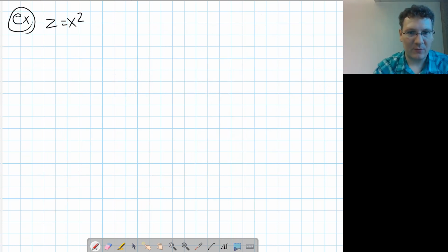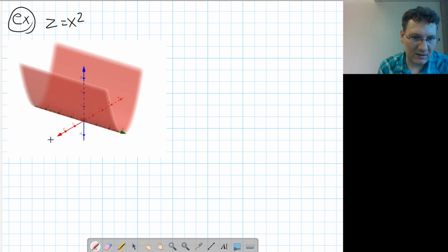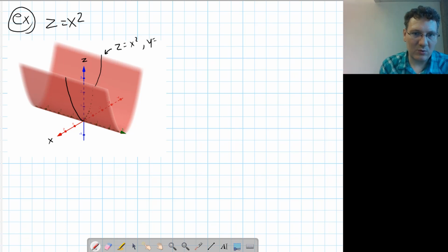For example, if we looked at z equals x squared, it would look like this. If you look in the x direction and the z direction, what you're going to get is a whole bunch of these parabolas. This, for example, is z equals x squared with y equal to 0, but maybe over here you've got z equals x squared and y equals 1, and so forth. For all the different values of y, you would have a different parabola, and all of those stacked together gives you this long parabolic cylinder.